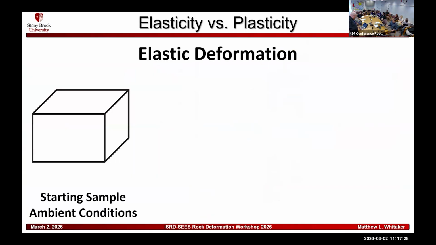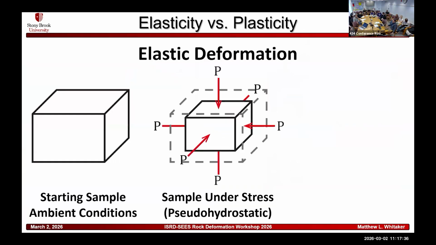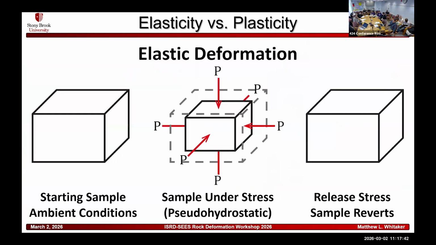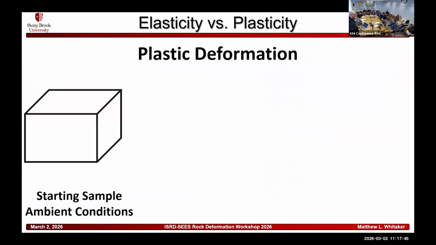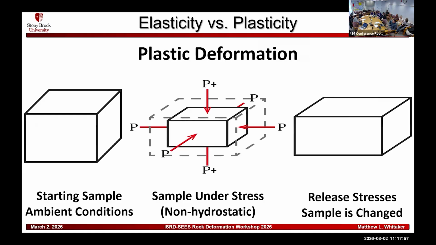Now, talking a little bit about what Tim was mentioning, elastic deformation. You have a sample at ambient conditions, you squeeze on it pseudo-hydrostatically, it gets smaller. That makes sense. You release the pressure, it comes back to what it was before. Now, plastic deformation is a little bit of a different beast because you're not going to have pseudo-hydrostaticity anymore. You're adding more force in one direction versus the others, and that causes the sample to deform. And then when you release all of that stress and pressure, the sample is no longer the same shape and size as it was when you put it in. So that's the big difference between the elasticity and the plasticity that we're going to be measuring in these experiments.